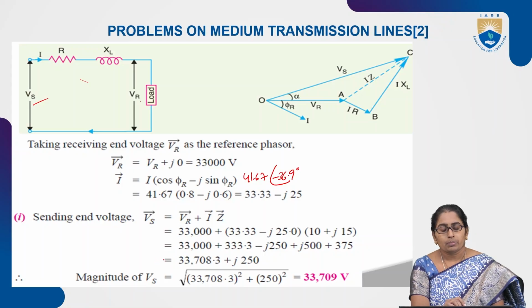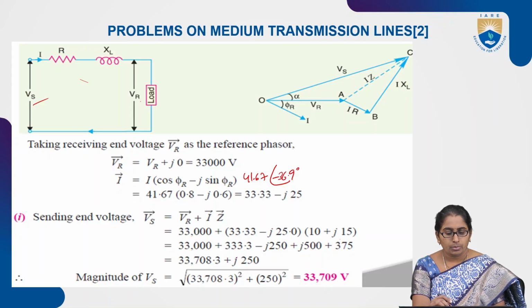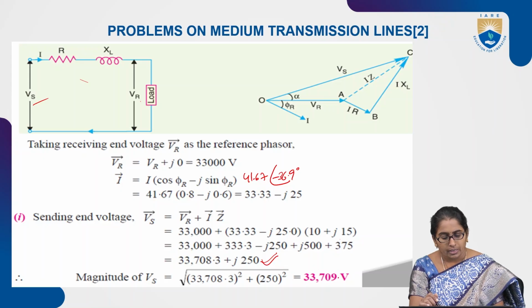Now, Vs is given by substituting the values. What is VR? 33 kV means 33,000 plus I times Z. What is Z? Line resistance R plus jX, which is directly given. Simplified using a scientific calculator, we obtain Vs. Of course, this is in rectangular form. Converting that into polar form gives its magnitude as well as the angle. Magnitude is 33,709.